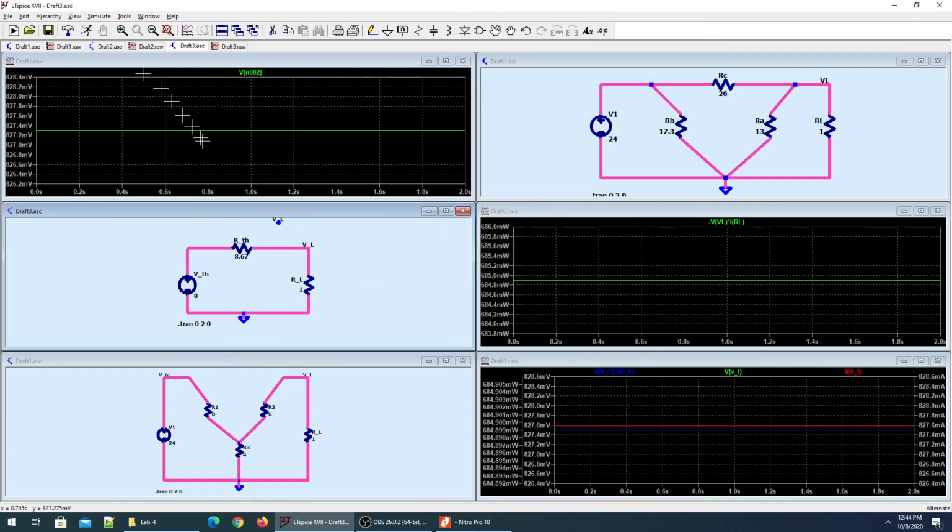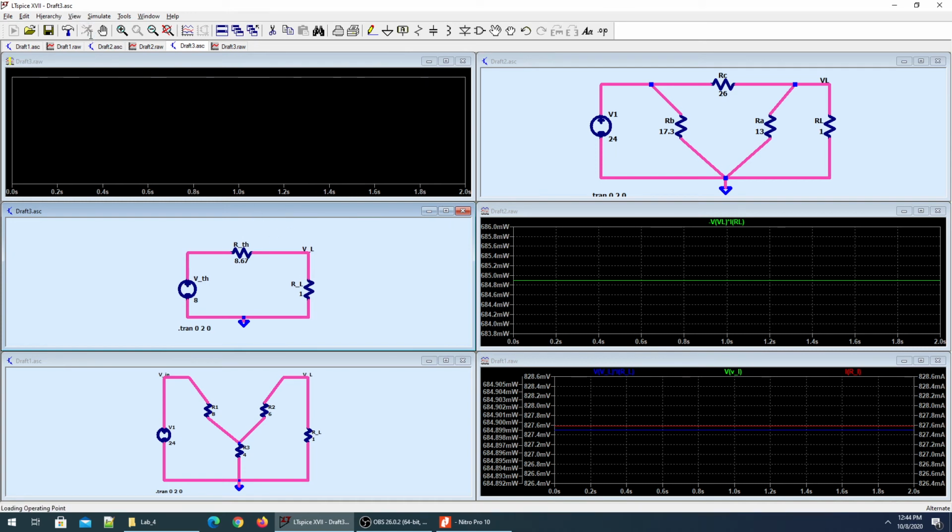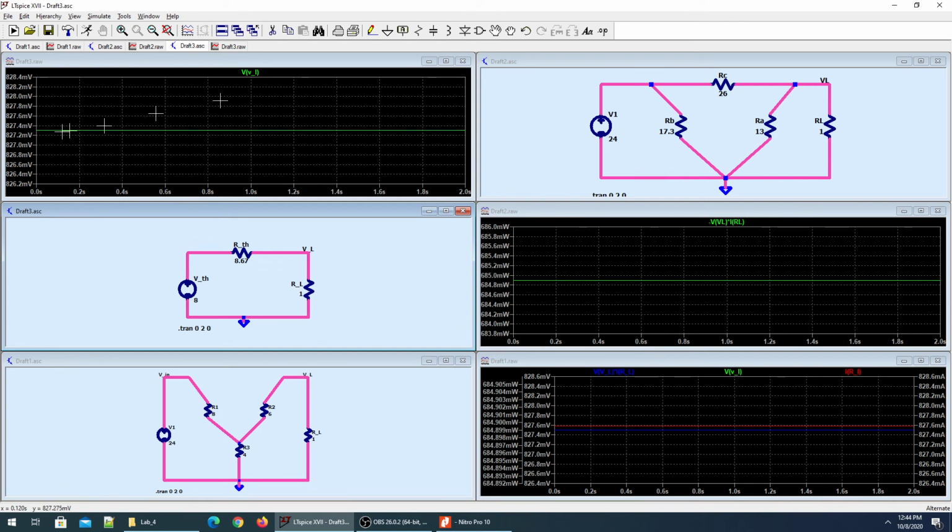Okay. Run the simulation again. This is my voltage across the load: 827.2 millivolts, which is close to 827.6 millivolts. And then the current through the resistance is 827.4 milliamps, which is again close. The difference is very, very small. And then finally the power. The power is 684.4 milliwatts, which is again very close to what we are looking at.